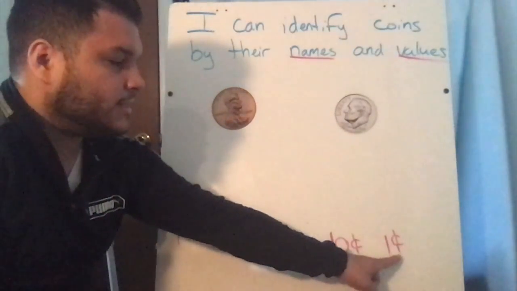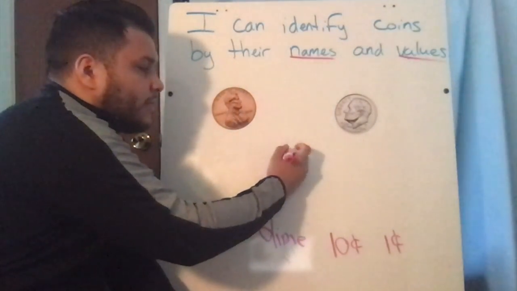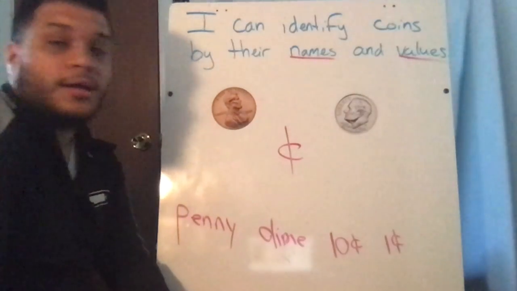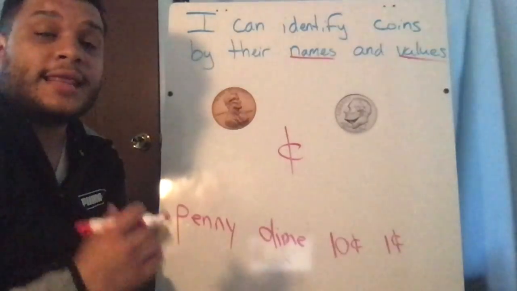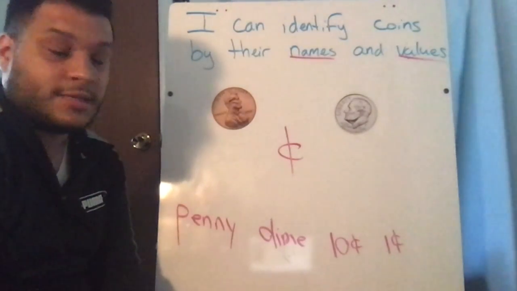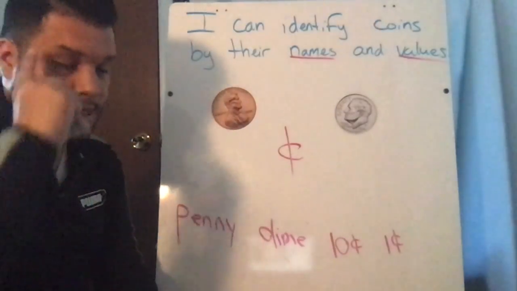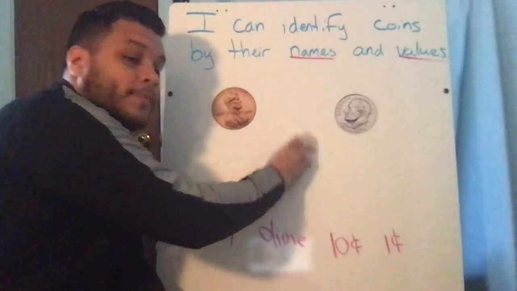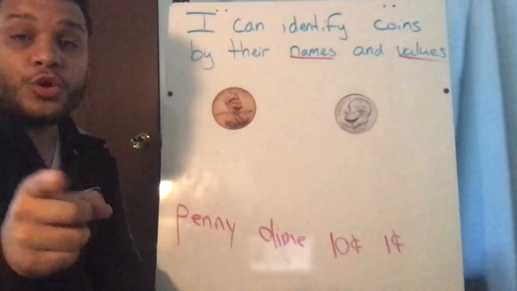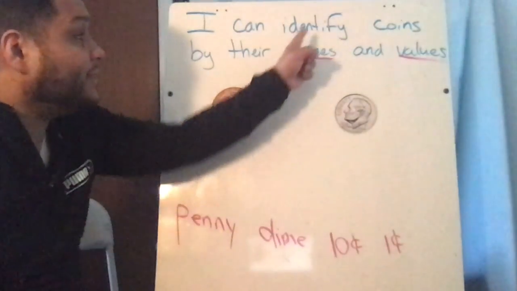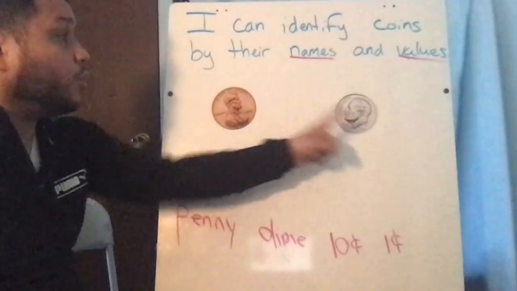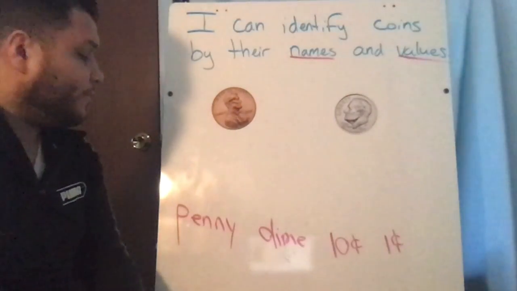Now, I know you guys see this sign here. It looks kind of like a C with a line through it. Whenever you see that sign, that is the sign for cents. So I will read this as 10 cents and this one as 1 cent, just so that you guys can remember that. Now, I need your help in order to identify these coins by their names and values.